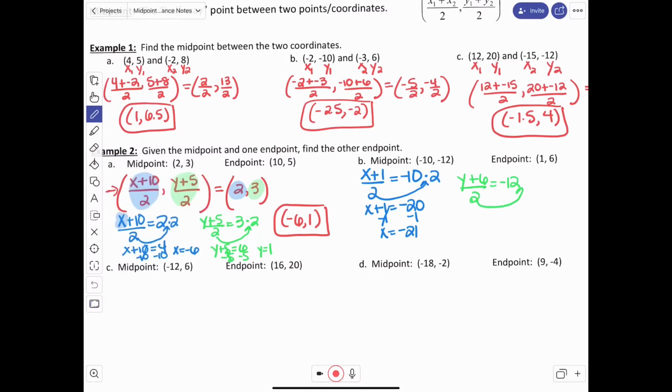So we'll move the 2 up and over and multiply by it. So y plus 6 equals negative 24. Subtract 6. So y equals negative 30. So my coordinates would be negative 21, comma, negative 30.